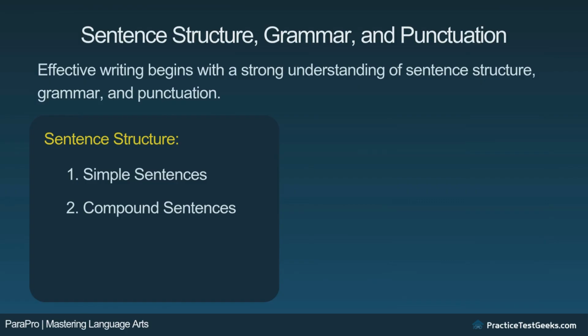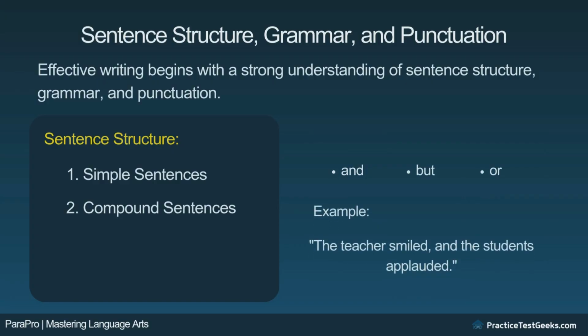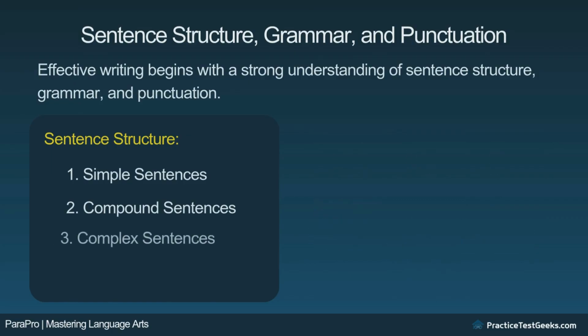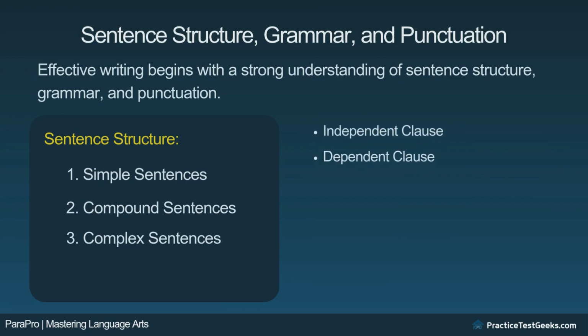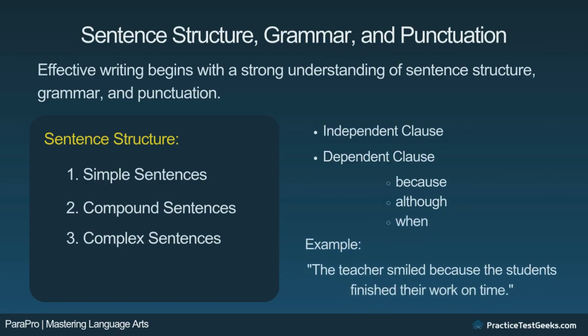2. Compound sentences. A compound sentence connects two independent clauses using coordinating conjunctions like and, but, or, etc. Example: the teacher smiled, and the students applauded. 3. Complex sentences. A complex sentence contains an independent clause and a dependent clause, connected by subordinating conjunctions such as because, although, or when. Example: the teacher smiled because the students finished their work on time.